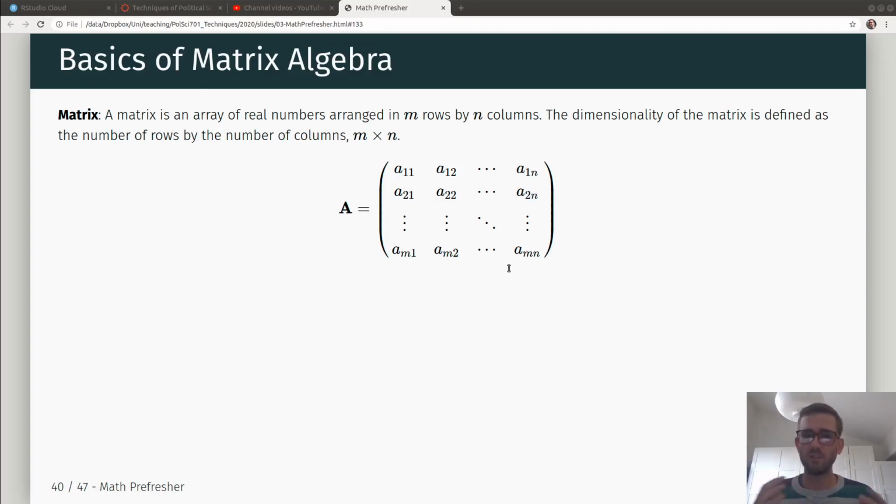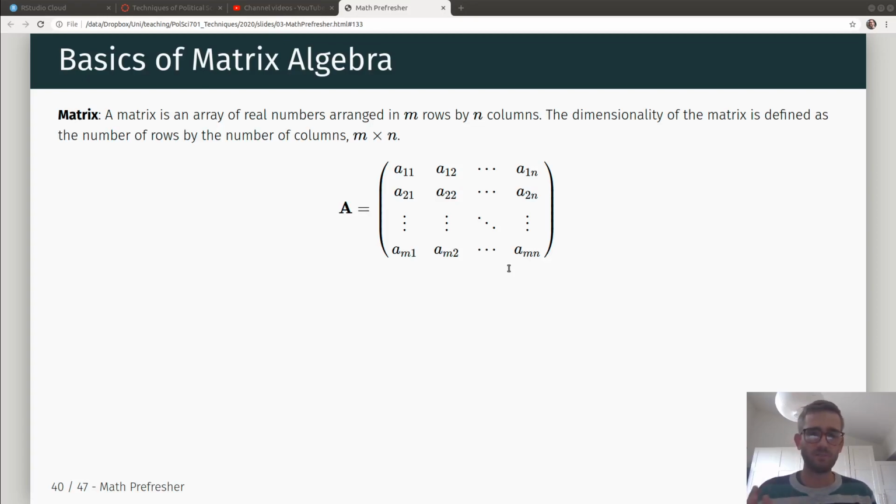Now, moving beyond vectors towards matrices. A matrix is an array of real numbers arranged in m rows by n columns. In general, the dimensionality of the matrix is defined as the number of rows by the number of columns, so m times n. Note that you can think of vectors as a special case of matrices, where a column vector is a matrix where the number of columns is just one, and a row vector is a 1 by k matrix where the number of rows is just one.